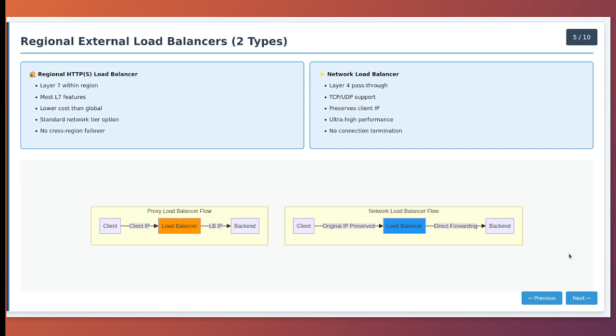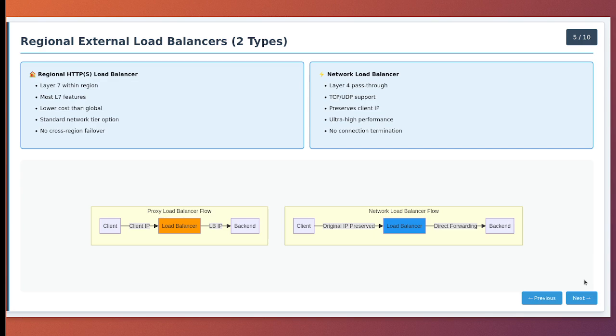The Regional External TCP/UDP Network Load Balancer is a pass-through Layer 4 load balancer. Unlike the proxy-based load balancers, it doesn't terminate connections, it simply forwards packets to your backends. This makes it extremely fast and suitable for applications that need to see the original client IP or handle protocols like QUIC. It supports both TCP and UDP traffic and can handle millions of requests per second.